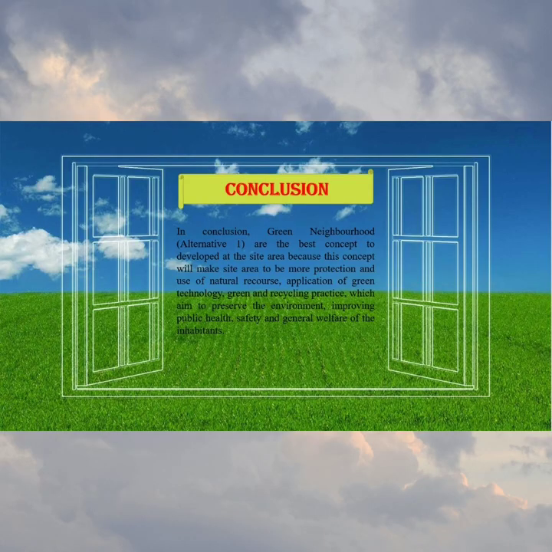Conclusion. In conclusion, green neighborhood or alternative 1 is the best concept to develop at the site area because this concept will make the site area more protected, with use of natural resources, application of green technology, and green and recycling practices, which aim to preserve the environment, improving public health, safety and general welfare of the inhabitants.